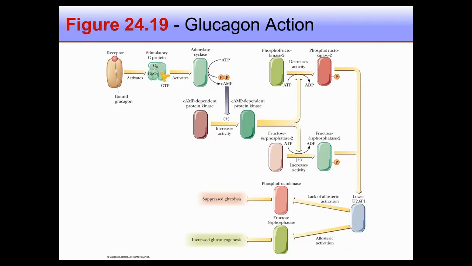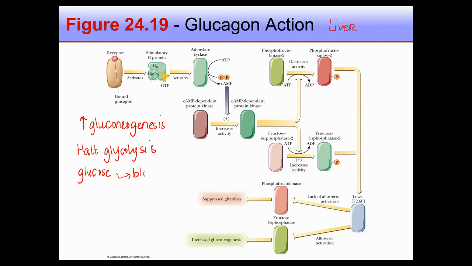Okay, now in the liver, glucagon is going to do two things. One, it's going to increase gluconeogenesis. And it's going to halt glycolysis so that glucose is not used up by the liver so that it can free it into the bloodstream.